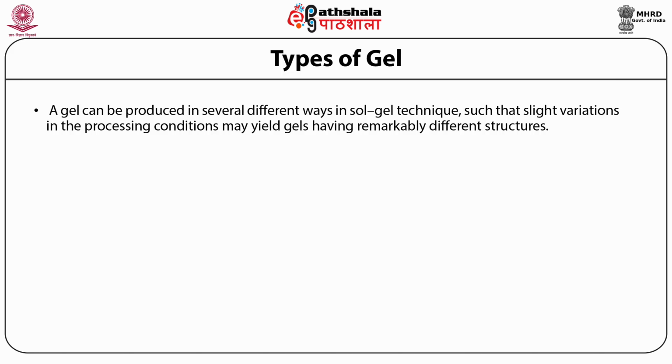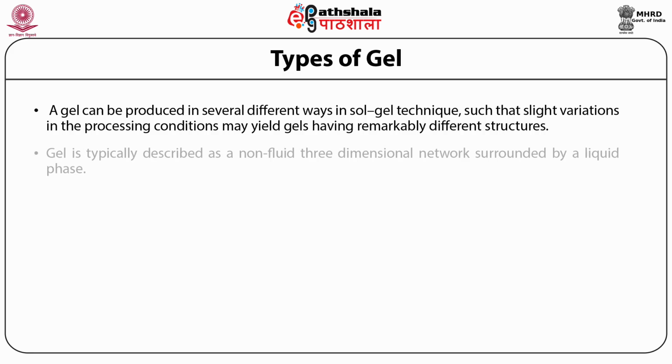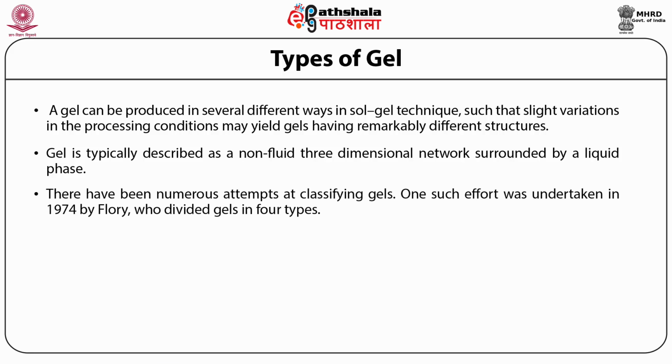A gel can be produced in several different ways in the sol-gel technique, such that slight variations in the processing conditions may yield gels having remarkably different structures. Gel is typically described as a non-fluid three-dimensional network which is surrounded by a liquid phase. There have been numerous attempts at classifying gels.